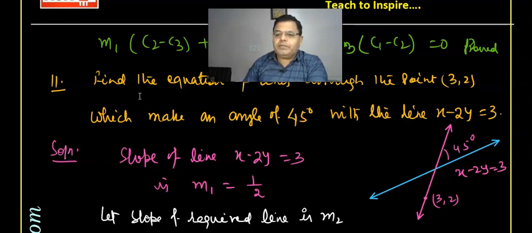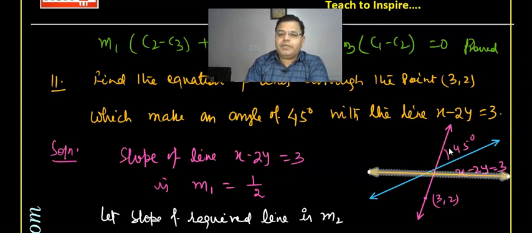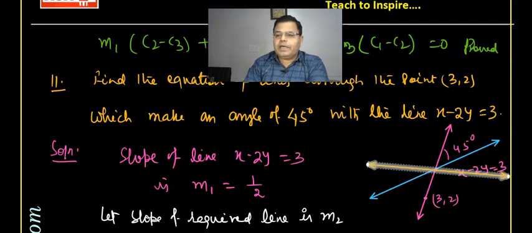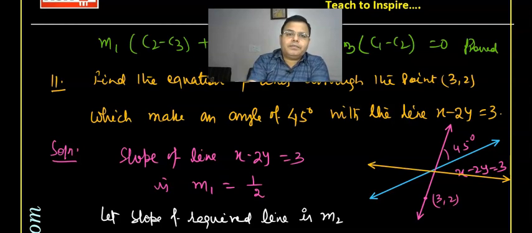So yes, this is possible because this line can make an angle of 45 degrees on either side, right? Now it can be either side. So the next line can be like this, which will make an angle of 45 degrees. So it can be 45 degrees towards this side or towards this side. It can be two lines, right? Both pass through the same point. Lines can have a 45 degree angle on this side, or 45 degrees towards this side. So this is also possible. Two lines are possible here.